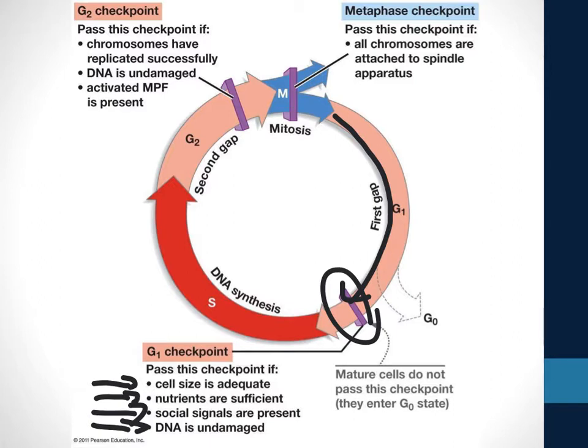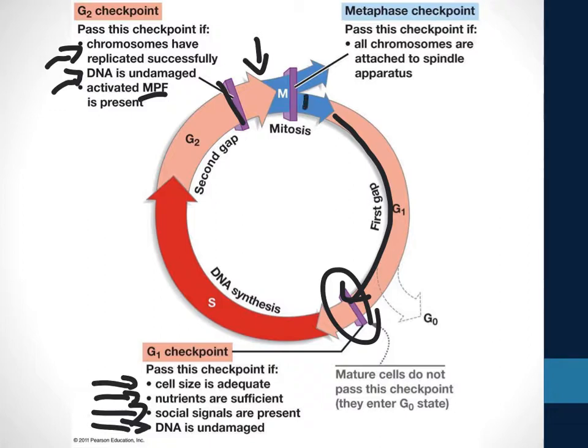The next major checkpoint comes at the end of G2. This is the one that's controlled by MPF, the one we discussed earlier. The main thing this checkpoint is looking for is to make sure that chromosomes have replicated correctly and DNA is undamaged. In other words, it's checking to make sure the S phase has happened properly. And if these two things are true, the cyclin that we discussed earlier will be produced and MPF will be active, allowing the cell to move into mitosis.